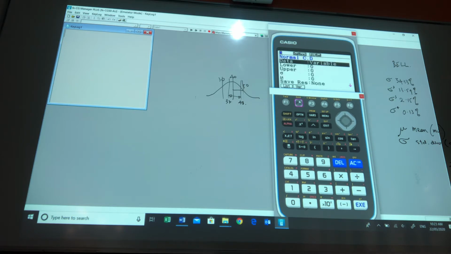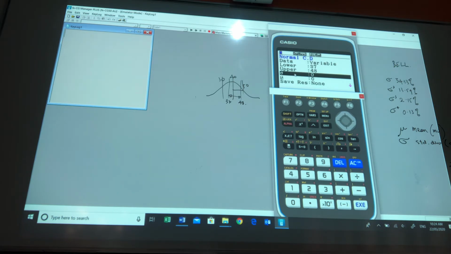But we hit F2. Now, we don't want a list, we want variable. So make sure you go into variable. Now, the information we've got is that the lower limit is 37, execute. The upper limit is 48, execute.